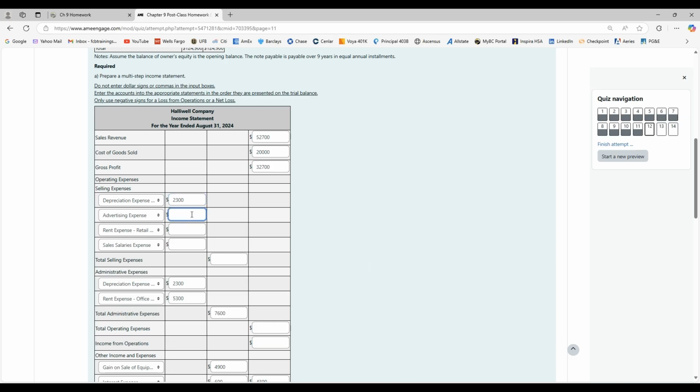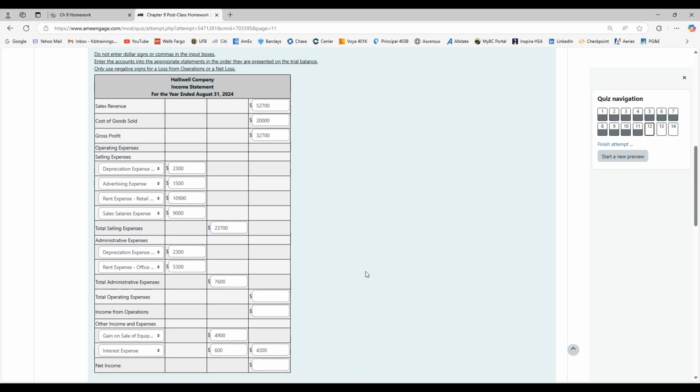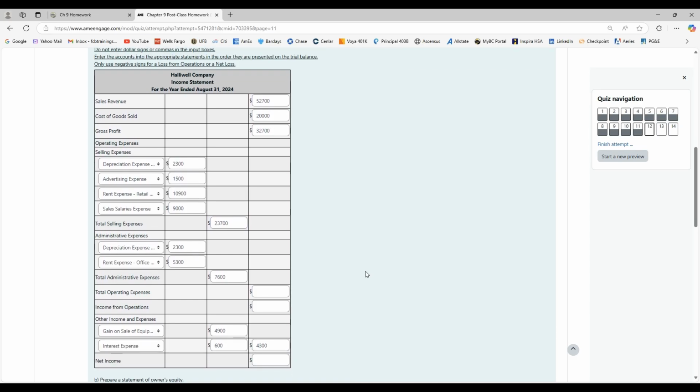So that's our depreciation, advertising, retail office space, sales salaries expense, and we add all these together. I almost want to do my check before I add them because I'm slightly concerned that this depreciation expense is kind of throwing me off, but I don't know, we'll roll with it for now. Let's see what we get here.